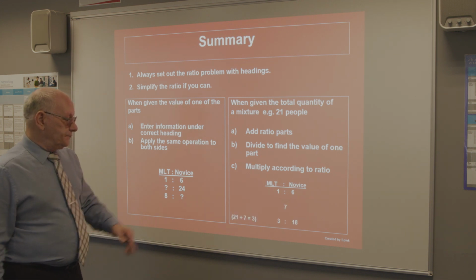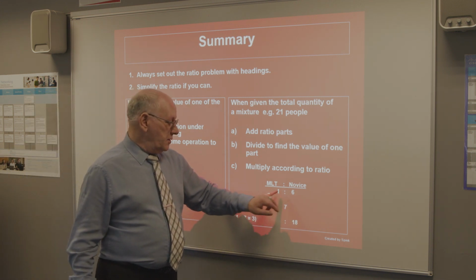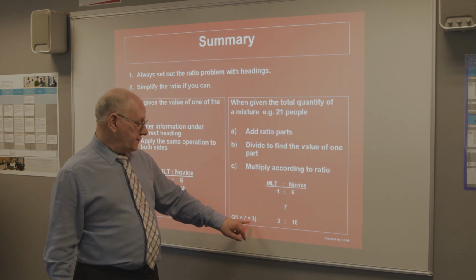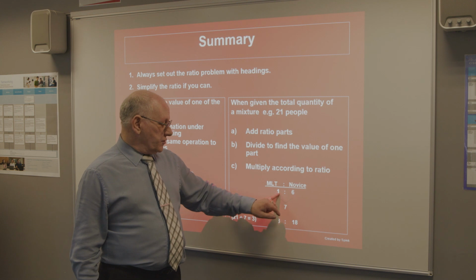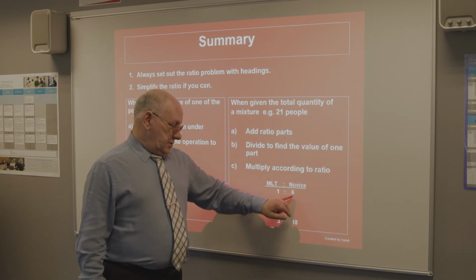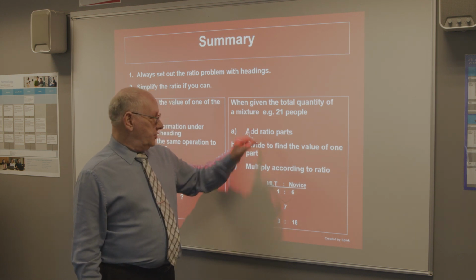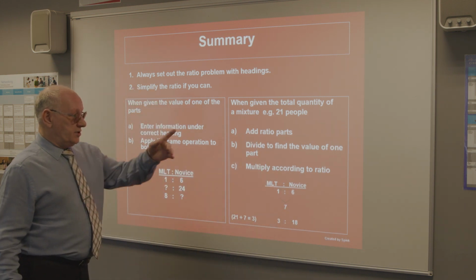Just like that. 1 to 6, add them together, gives you 7. 21 divided by 7 is 3. 3 ones are 3, and 6 threes are 18. 18 plus 3, 21.